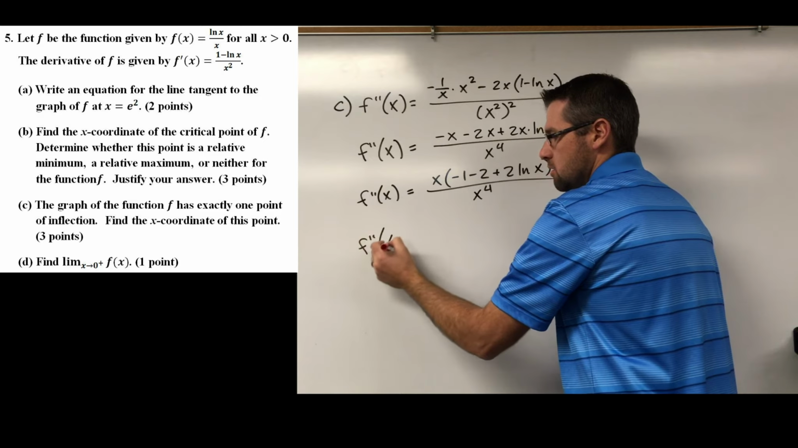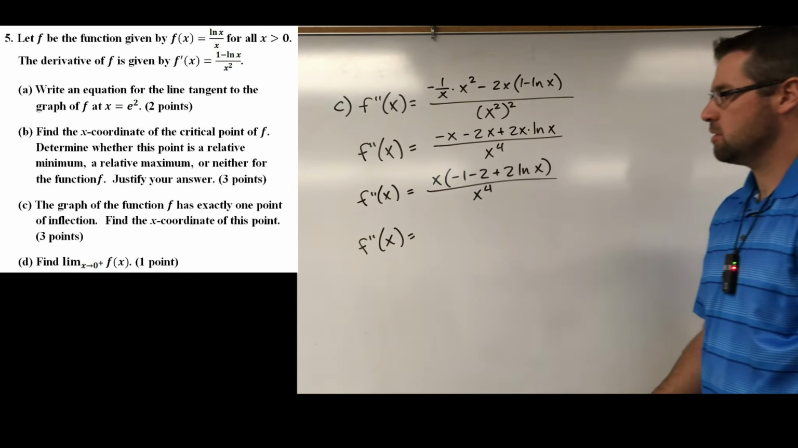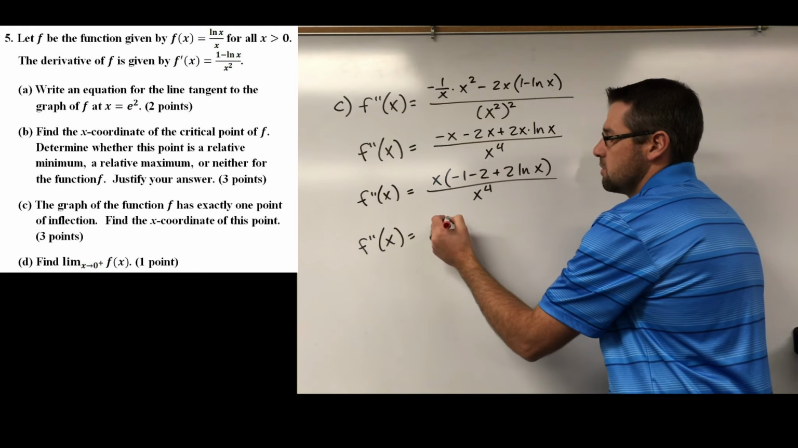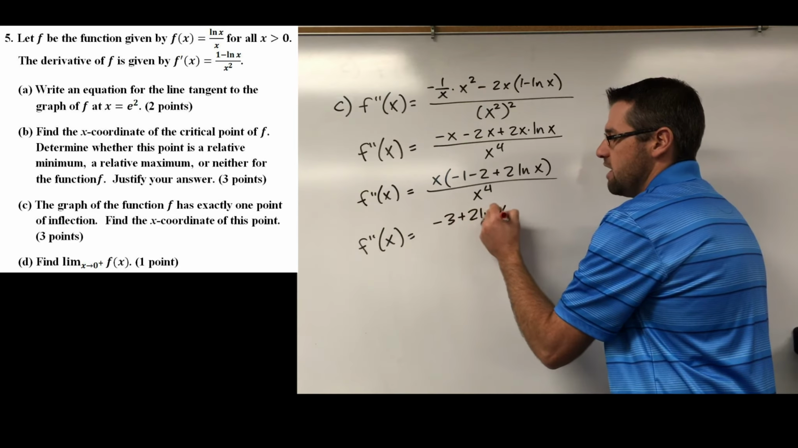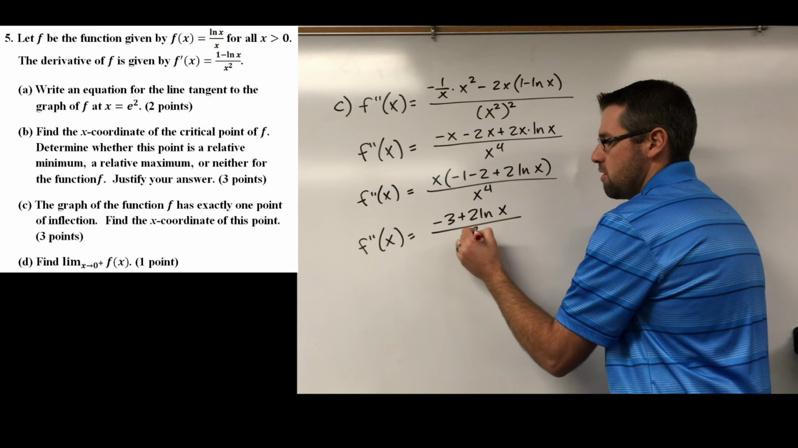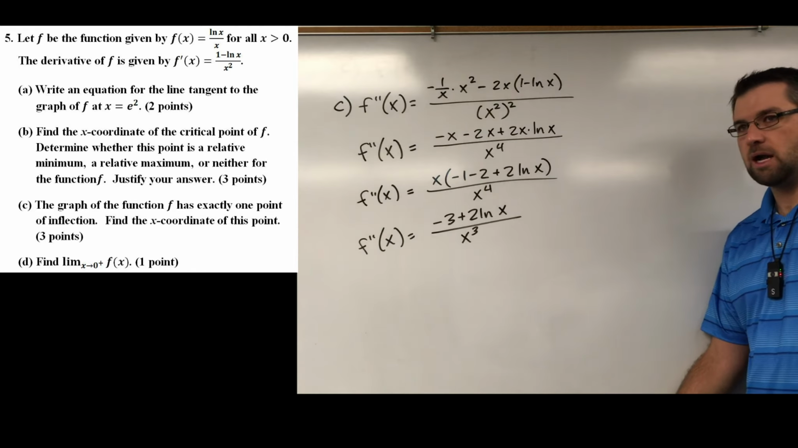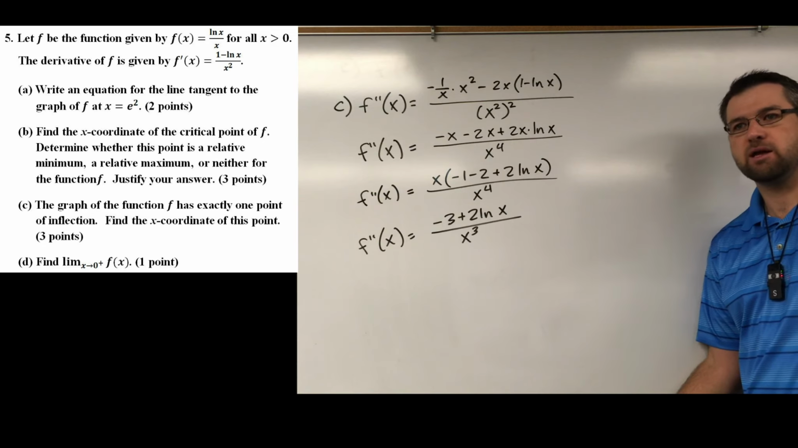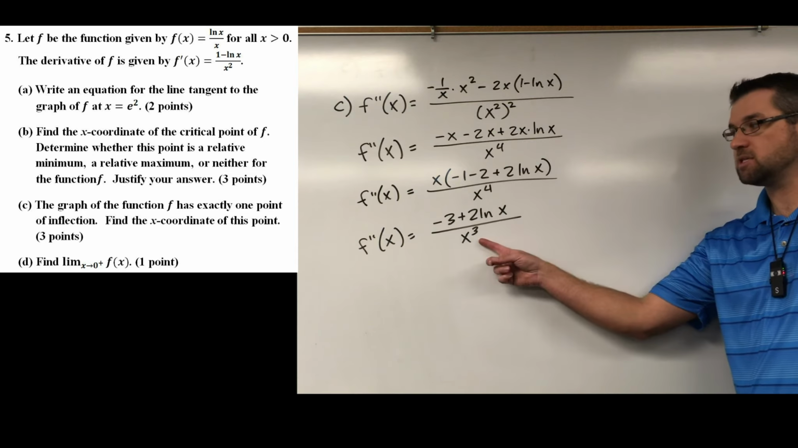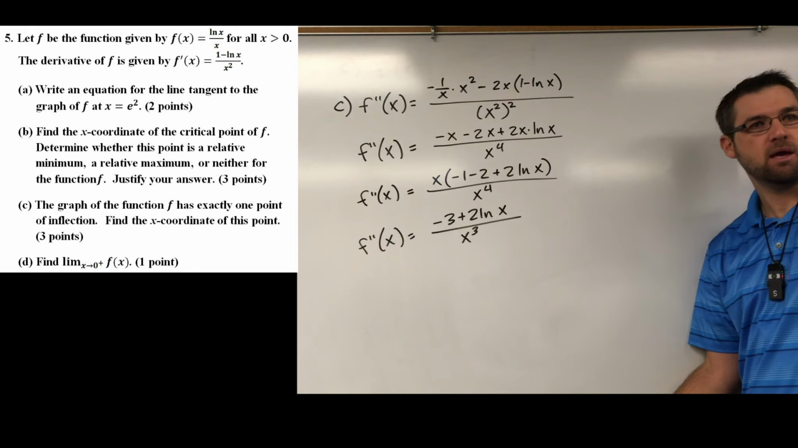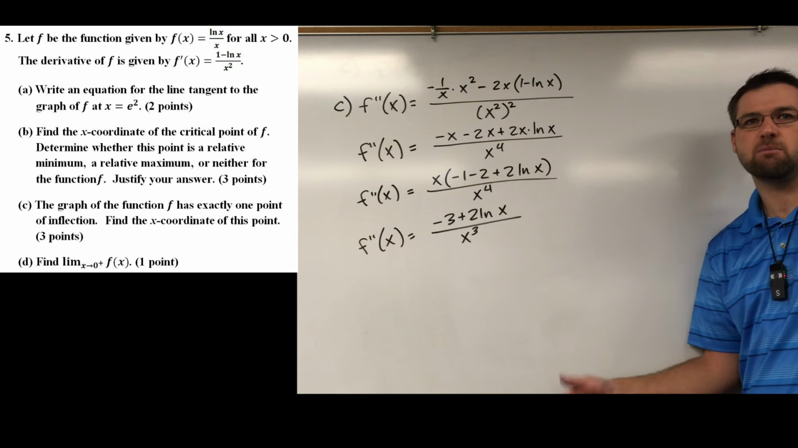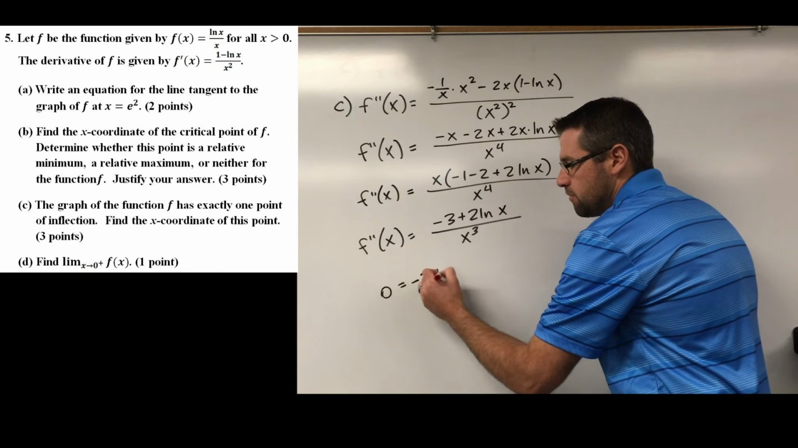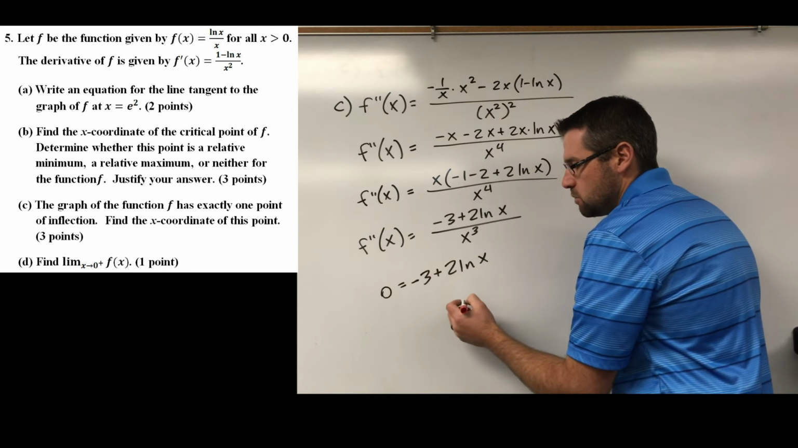Keep going. All this math here. So what's this simplified to? Negative 3 plus 2 natural log of x over x to the third. All right. Where are our not critical points, or kind of critical points? When x equals 0, but that's outside the domain, right? And when we're talking about points of inflection, we never consider the endpoints anyways. So we're going to set this equal to 0. Solve for x.